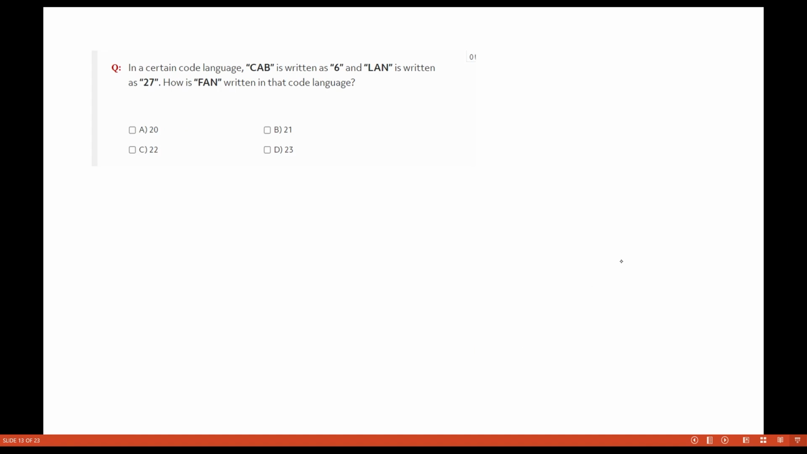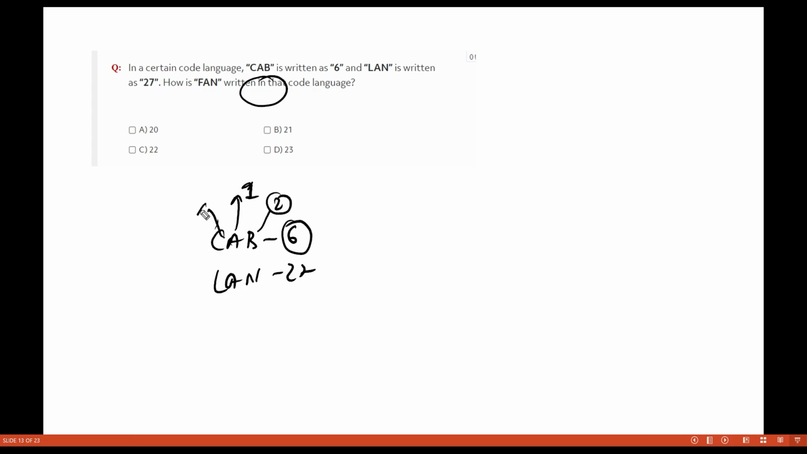Again, then we have this in a certain code language. Cab is written as 6, LAN is written as 27. Now this is very simple because your A is 1, B is 2, so C is 3, so you are getting this as 6.